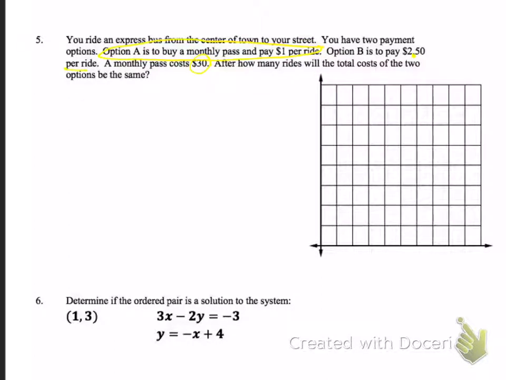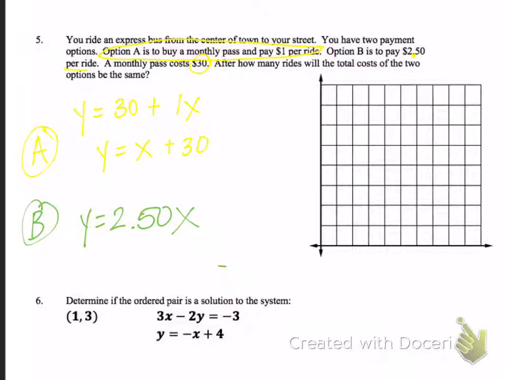So if I were thinking about option A, I'm going to buy a monthly pass. So y equals, a monthly pass is how much? $30 plus how much per ride? 1. So $1 per ride. So you could write this as y equals x plus 30. That's going to be option A. Option B, it says you're going to pay $2.50 per ride, but is there any initial fee or monthly pass or anything like that? No. So B would be y equals 2.50x.